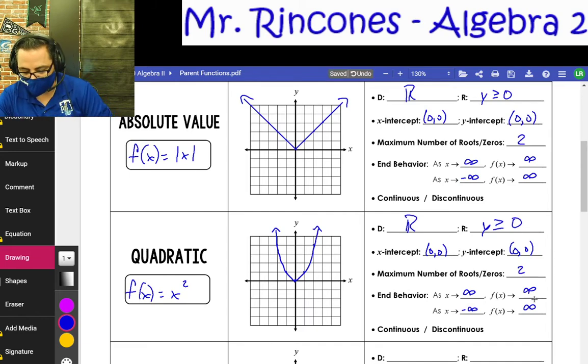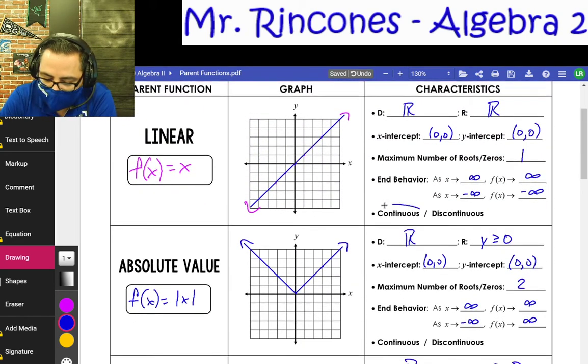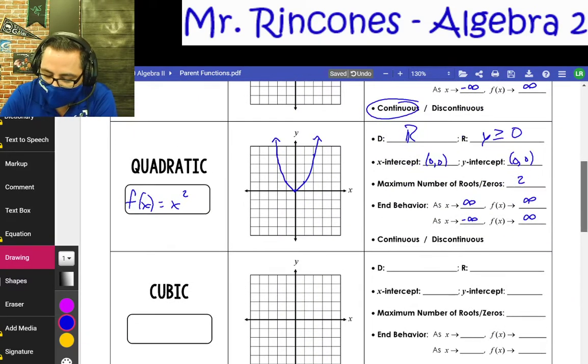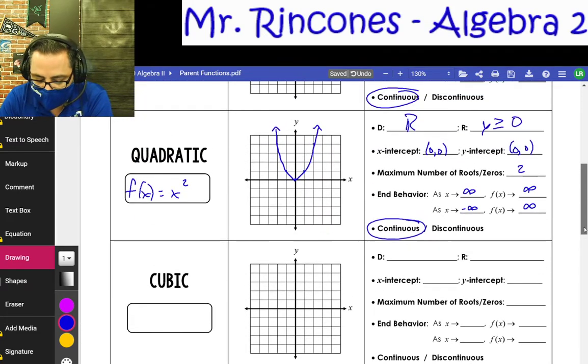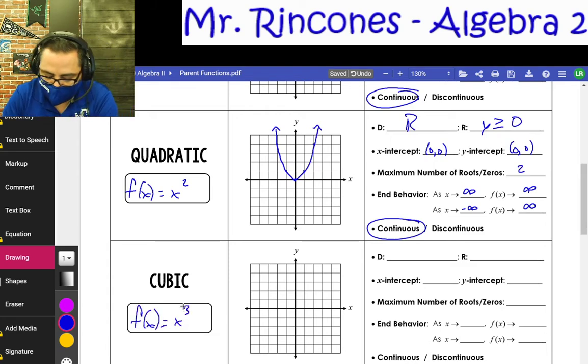So these three parent functions, I forgot to mark down that they are continuous. Again, there is no break here. Let's take a look at the cubic function. So the cubic function would be f of x is equal to x cubed.